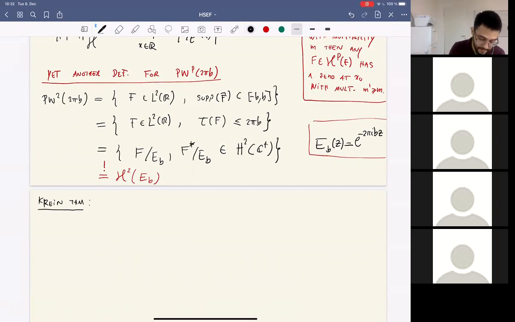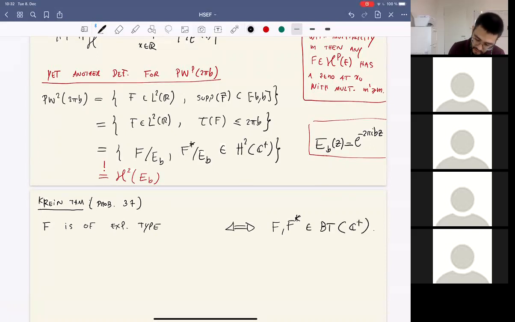Is the following, which is also partially problem 37: f is of exponential type if and only if f and f star are of bounded type in the upper half plane. Actually, problem 37 is just this direction. If f and f star are of bounded type, then f is of exponential type, okay?